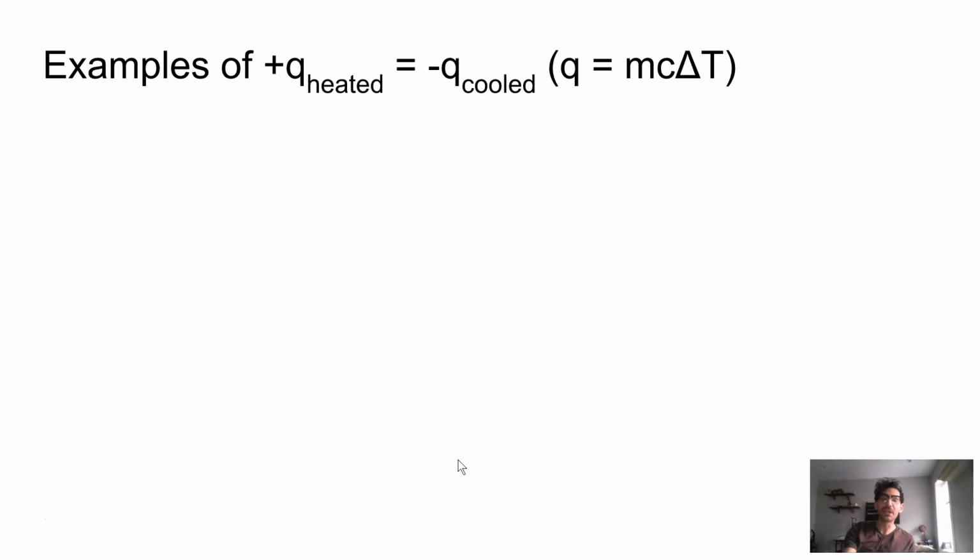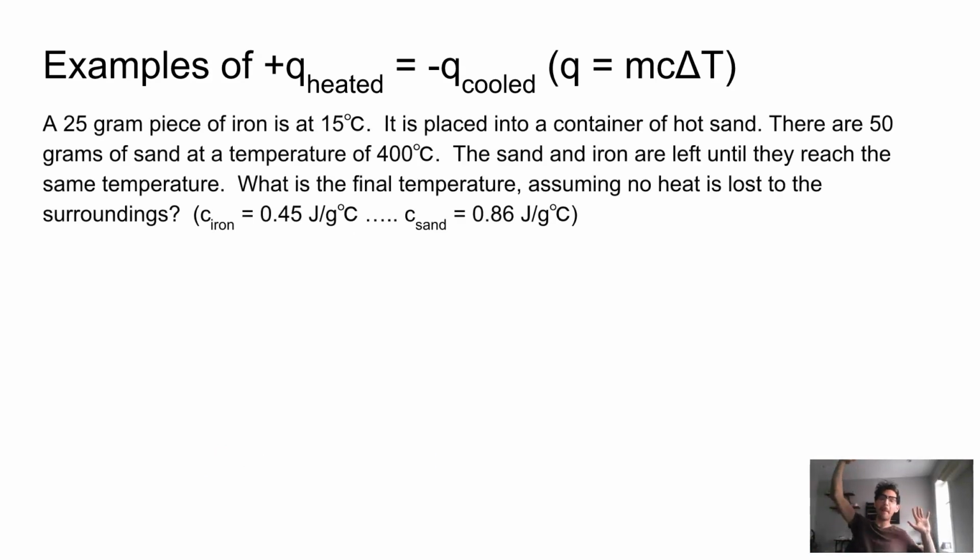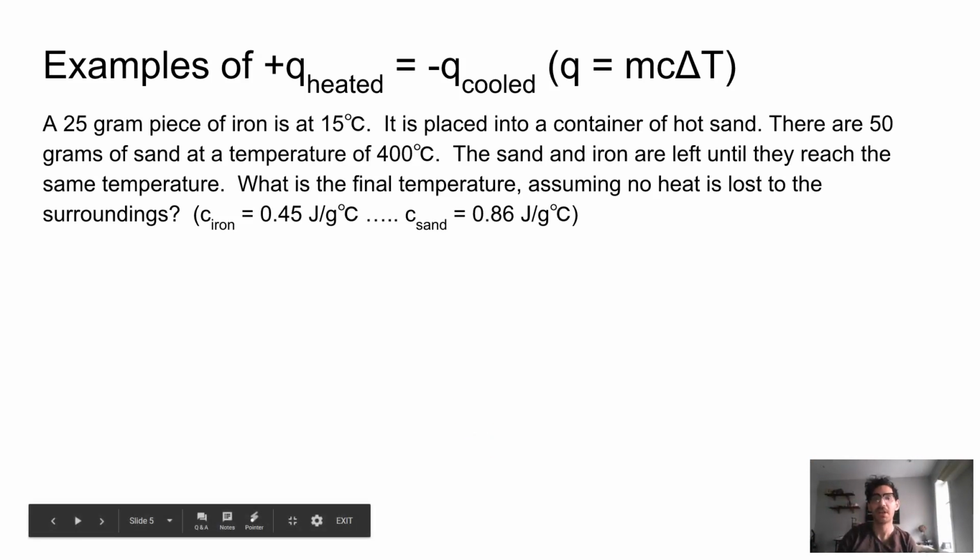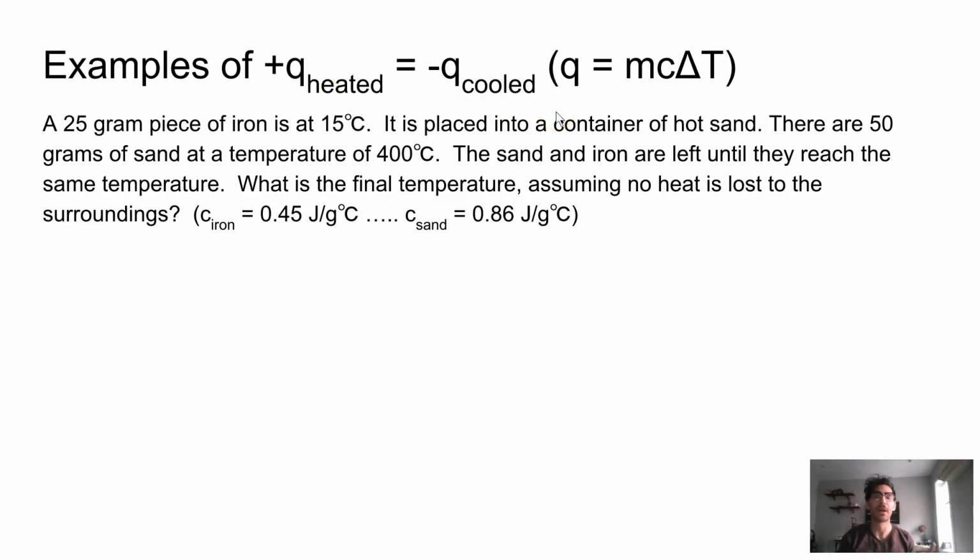Nifty! So we can use this to do some spicy problems. Let's look at one of these right now. So I'm going to solve this problem by knowing that Q for whatever is heated is equal to negative Q for what is cooled. So why don't you read over the problem and see if you can think about how to approach this. And then we'll do it together. Cool. Well, you paused the video and looked over this. When I approach this problem, I know that we're talking about both iron and hot sand.